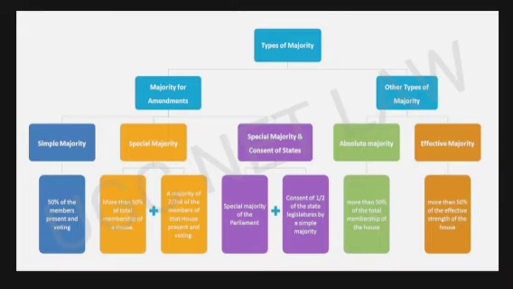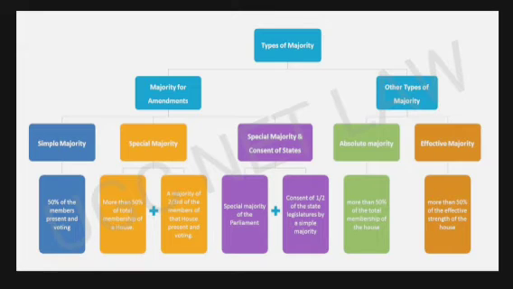Basically majority for amendment and other types of majority have a common thing: more than 50% of the total membership of a house. This is common in special majority as well as absolute majority.